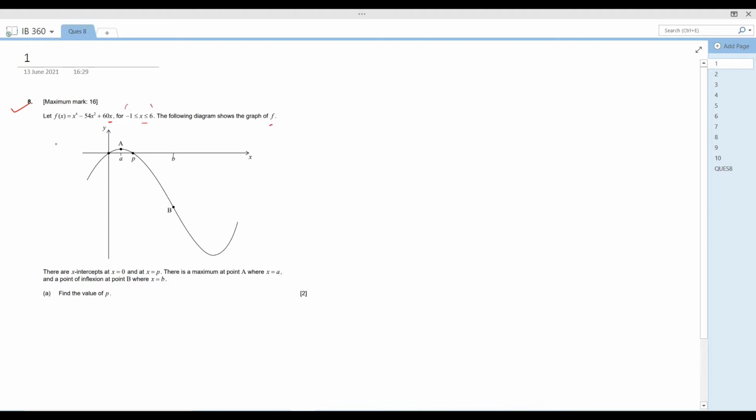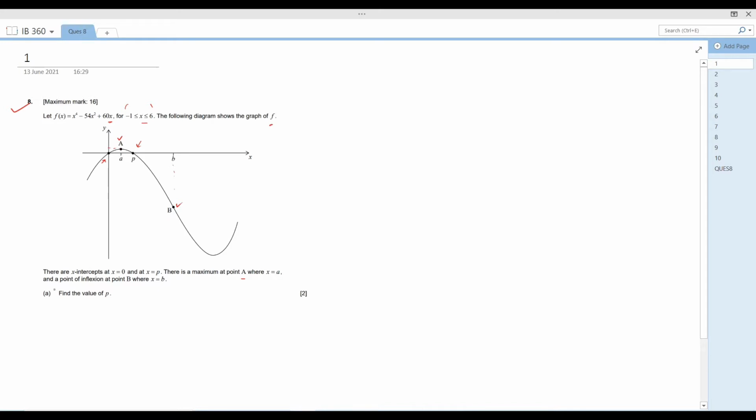This is the diagram. Now there are x intercepts at x equals 0 and x equals p. There is a maximum point A, this is the maximum point where x equals A, and this is the value of y at x equals A. And there is a point of inflection at point B where x equals B, this is the point there. So this is all about the graph.